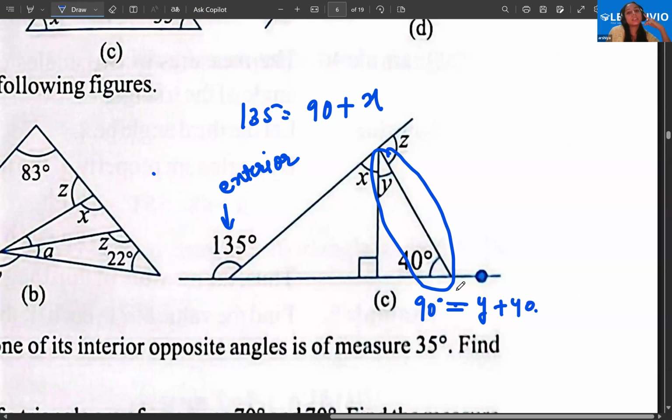Now what about z? It's an exterior angle, so maybe we'll take 135. No, both of them are exterior, right? So 135 is also exterior and z is also exterior. So we can't take both of them. So are we going to find y and then take y?